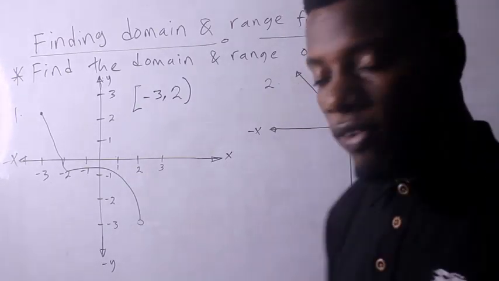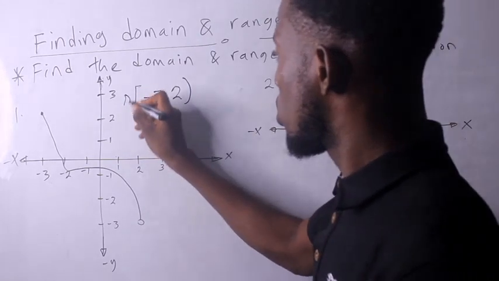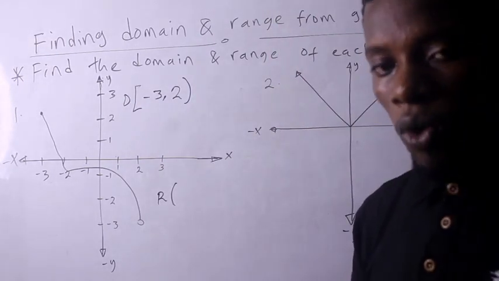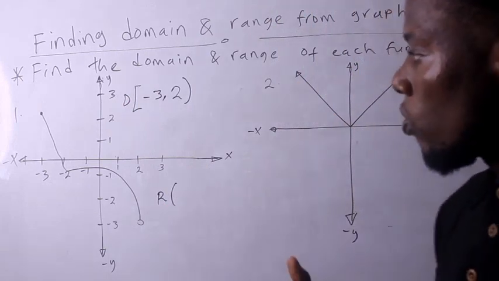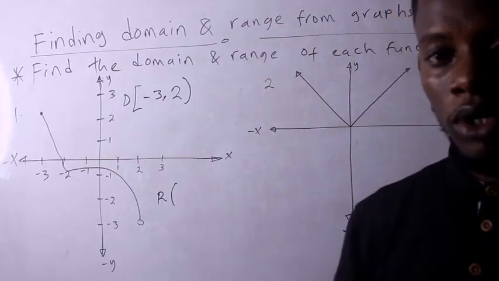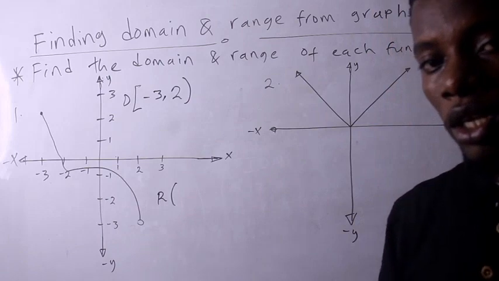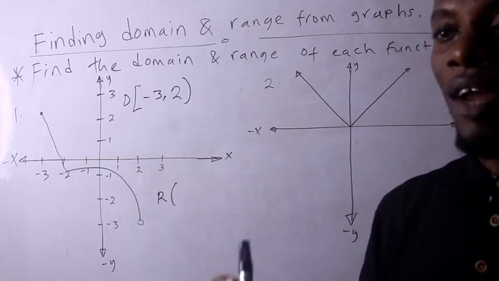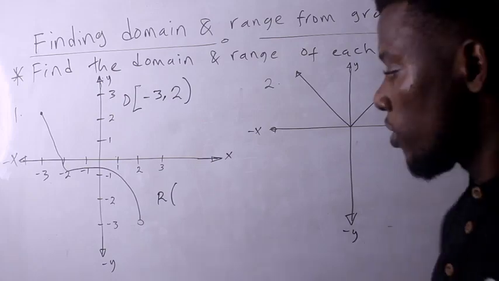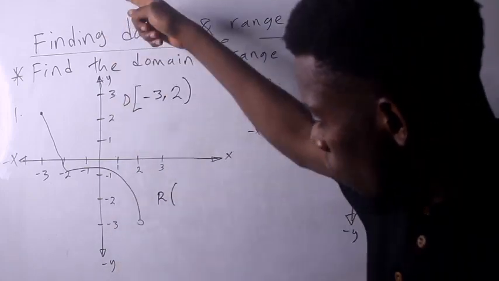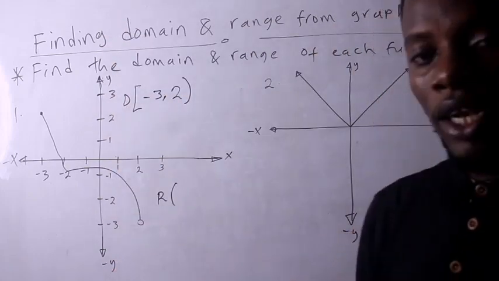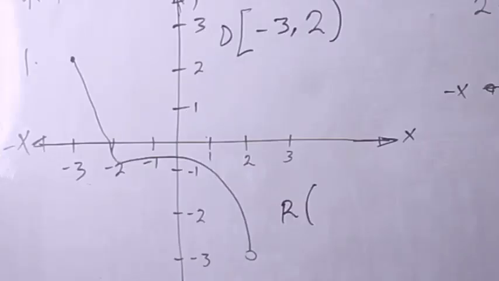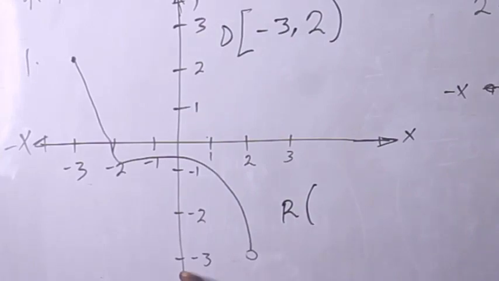Now, let's find the range. So this is the domain. The range of this function will be the set of all y values. So where is the y value starting from? It always starts from negative infinity to positive infinity, right? So you start from the least number to the highest. For the y value, there's a y-axis. Always focus on the y-axis. What is the least number for this function in this graph? The least number is -3.